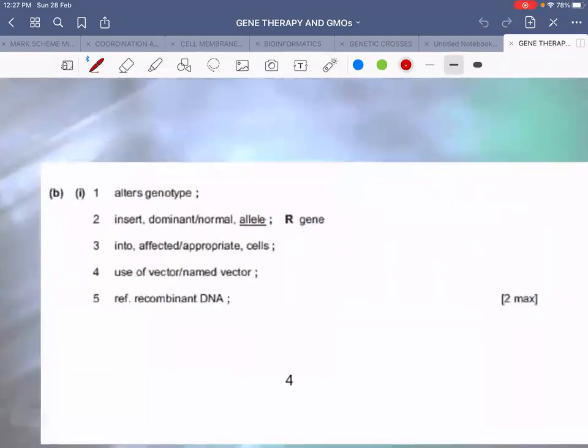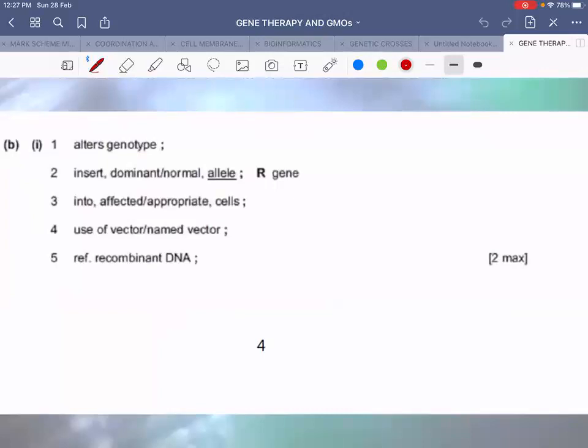Cambridge says that gene therapy is done to alter the genotype by inserting the dominant or the normal allele, not gene. Again, remember where you have to use the word allele and where you have to use the word gene. So a therapy that alters the genotype by inserting the dominant or the normal allele, not the gene, into the affected or appropriate cells with the help of a named vector. You all know what a vector is. It's a vehicle which will transmit the DNA from one organism to the other. And by the use of recombinant DNA technology.